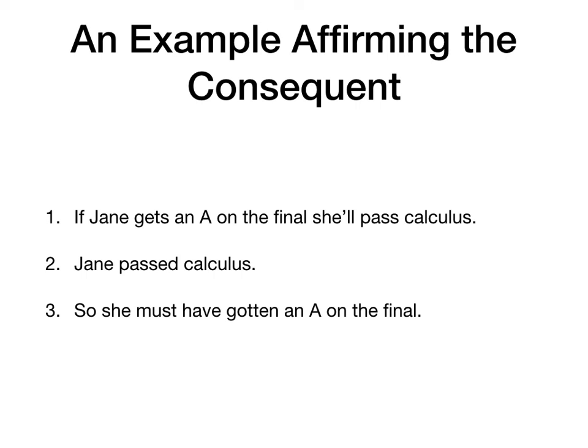Or it might be there's some extra credit. She did the extra credit, right? For all the argument tells us, there might be other ways she can pass this class, get the points she needs, so we don't know from the fact she passed that she got an A on the final. If she does get an A on the final, she'll definitely pass, but there may well be other ways for her to pass, so we don't know from the fact that she passed that she has an A on the final, right?